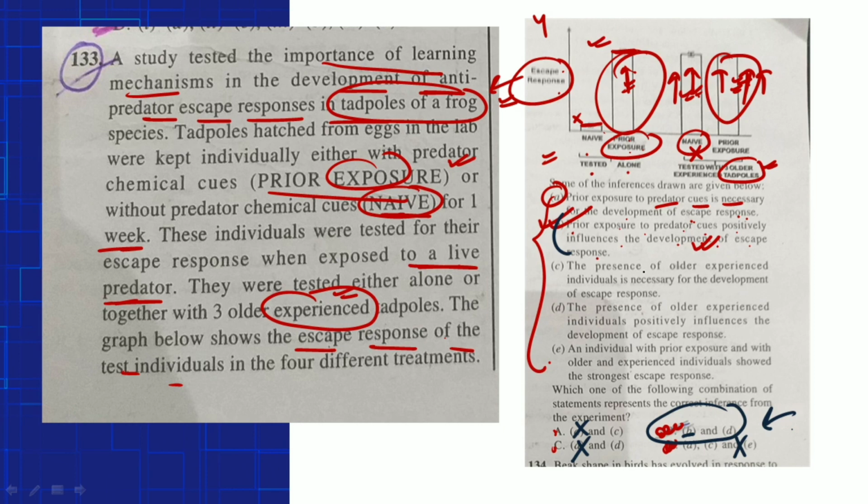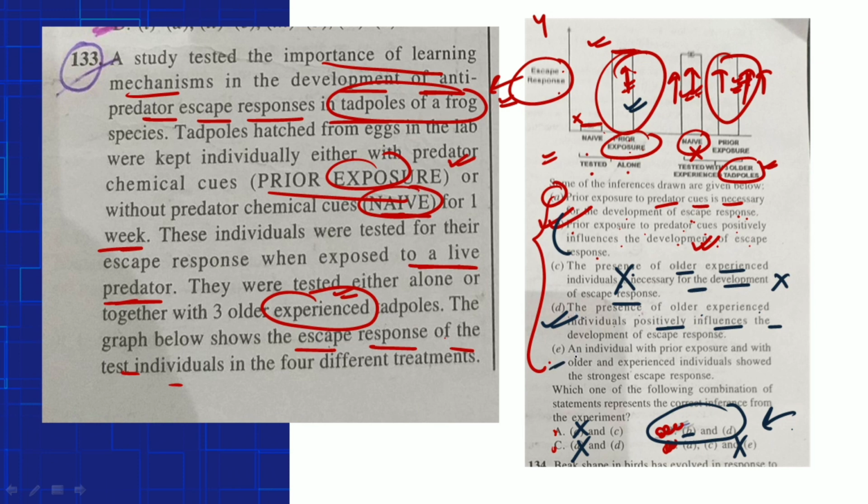The third one is that the presence of the older experienced individual is necessary for the development. This is incorrect. Reason being, prior exposure also helped in the development of the response. So C statement is incorrect. Fourth one is the presence of the older experienced individuals positively influences the development. Yes, this one is correct. It is not a necessity, but it positively influenced the development. So B and D options are correct.